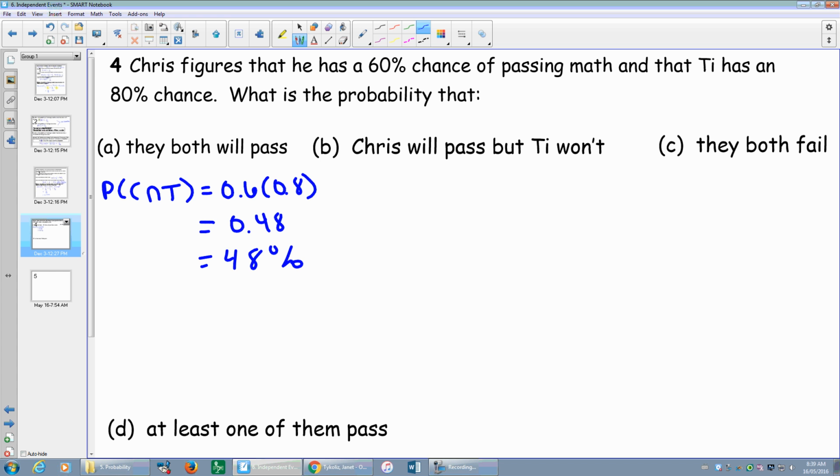Okay, and I'm going to tell you now, you will see a question like this on your test. So it says here, Chris will pass, but Ty won't. So I want the probability Chris passes and Ty won't. That's like saying Ty prime, the complementary of that. Scott, what do you think you would put into that formula? What's the probability that Chris will pass? So I know I'm going to write 0.6. And I'm going to multiply by what's the probability that Ty won't pass?